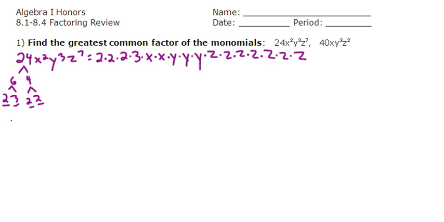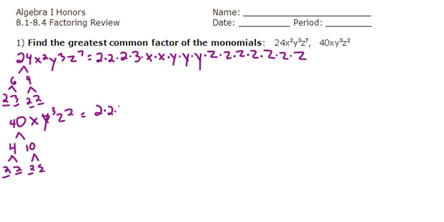Then 40 xy to the third z squared. 40, you can break that down, so 4 times 10, 4 is 2 times 2, 10 is 2 times 5. So this, we have 2 times 2 times 2 times 5. There's 1 x, 3 y's, and 2 z's.